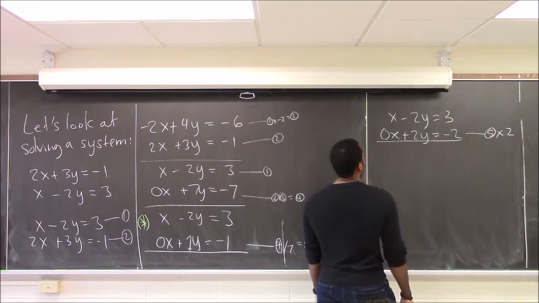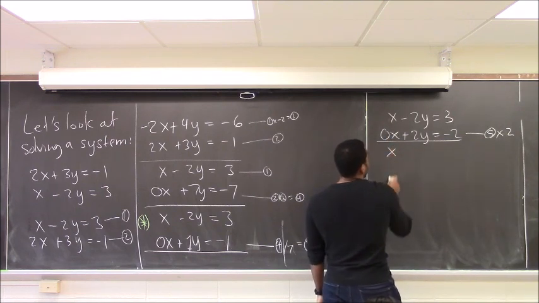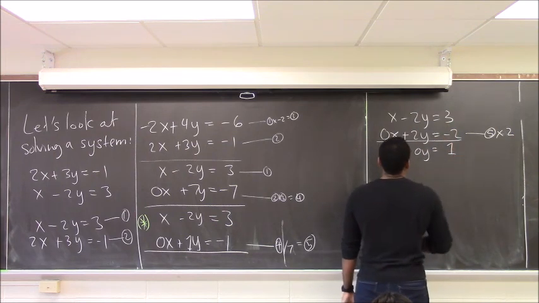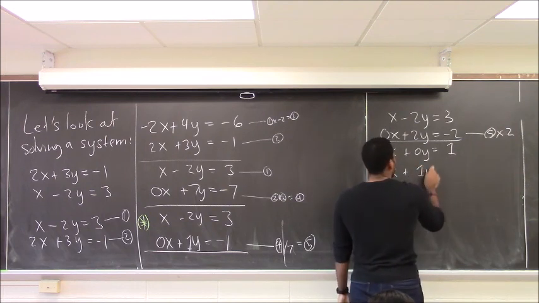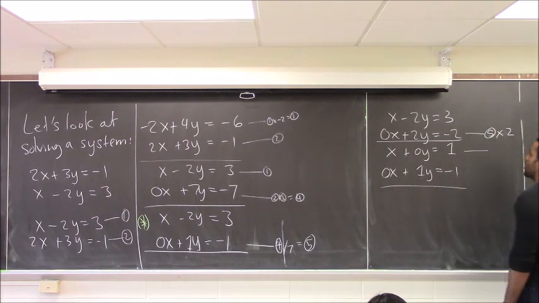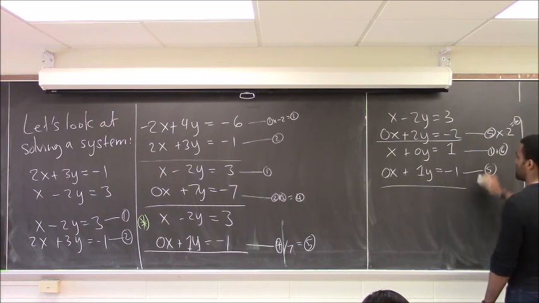And now what can I do? Well, now I can add these. x plus 0x, well, that's just x. This plus that, well, that's 0y. This plus that, that's 1. And then I would have 0x plus, let's put this down, 1y equals -1. So here, what I just did was, I call this equation 6. I just took equation 1 and added it to equation 6. And here I just wrote back equation 5.